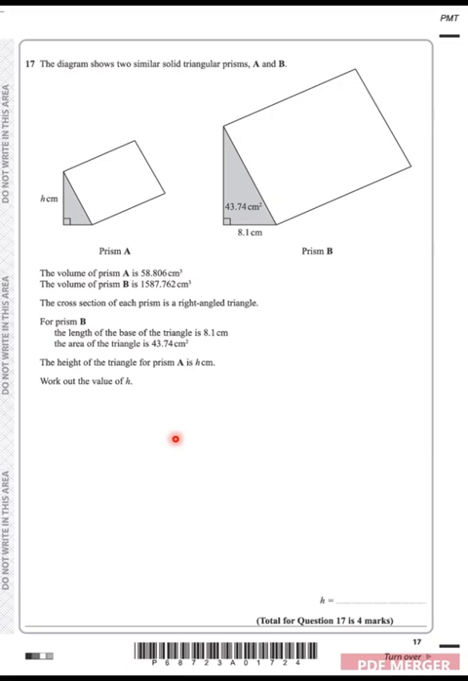So this topic is similar shapes. Now you need to understand how to solve this question. So we need to know 3 important formulas. Length is equal to scale factor, area is equal to scale factor squared, and volume is equal to scale factor cubed. Now we can easily work out the scale factor from the volumes of A and B. So how do we get from A to B? We need to go the opposite direction.